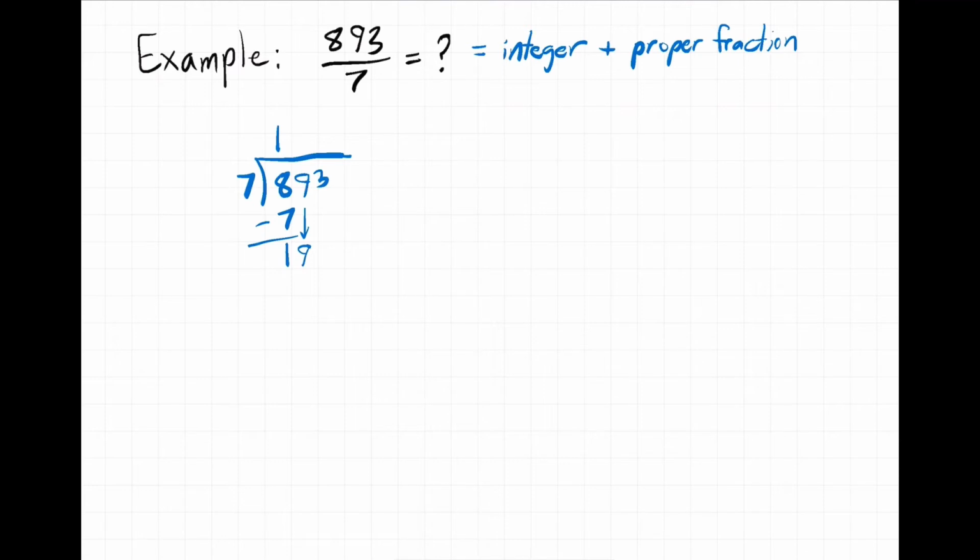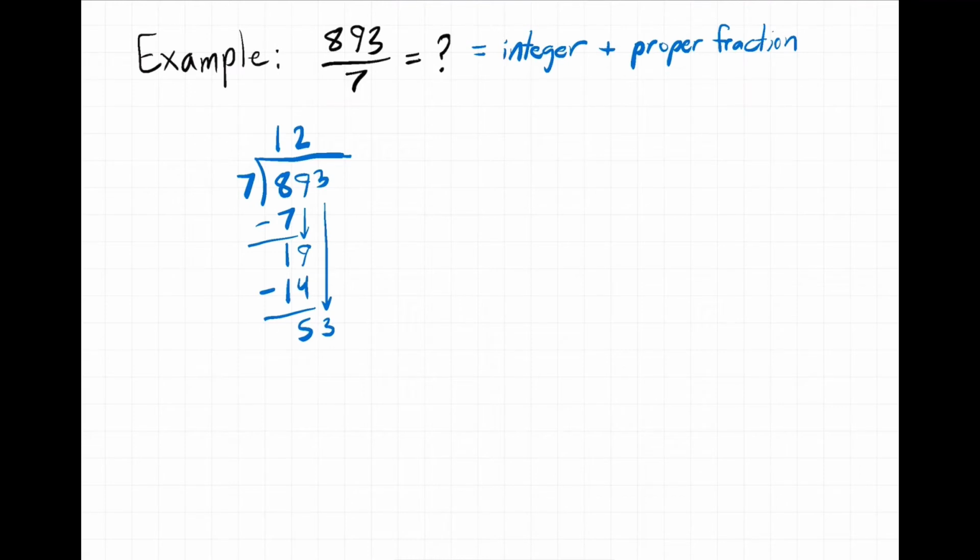So how many times does 7 go into 19? Well, I know that 7 times 2 is 14, so 7 goes into 19 twice. I'll put a 2 up here. And then 2 times 7 is 14. So I'll subtract the 14 from the 19 and see what I get, and I get 5. Now I can bring that 3 down.